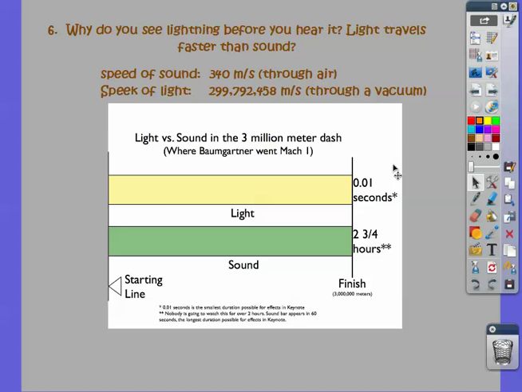I mean, absolutely huge difference between the speed of light and the speed of sound. So that's not to say that sound is slow, but comparatively speaking, it's certainly not fast. Light is much, much faster than sound is.